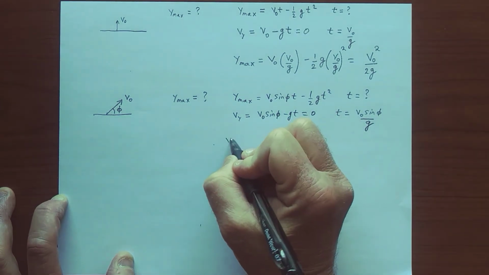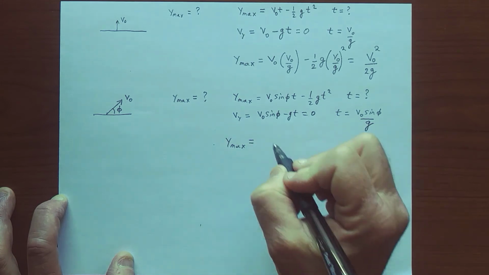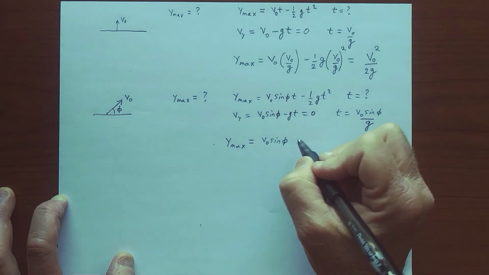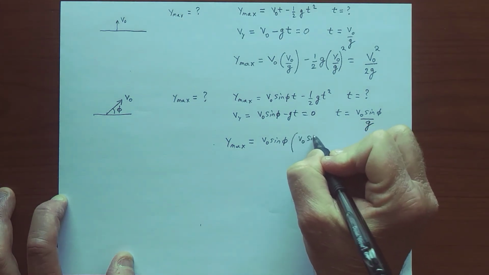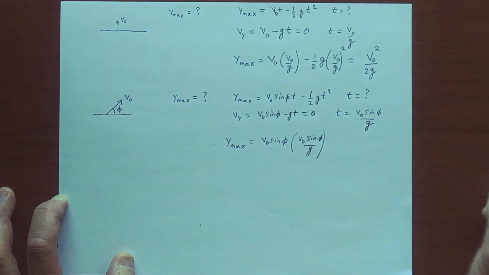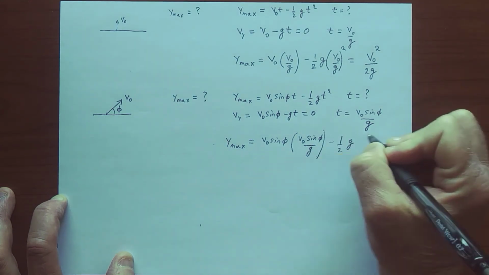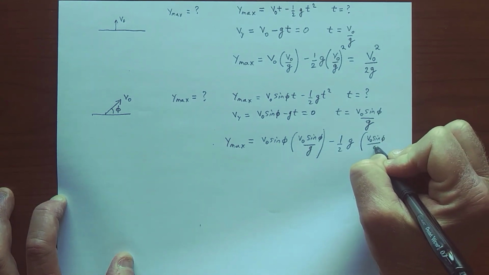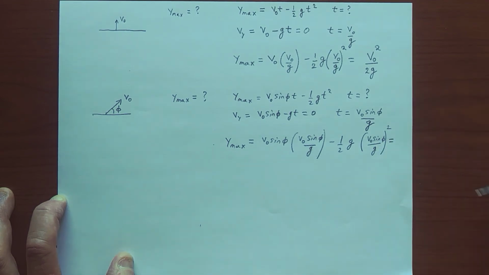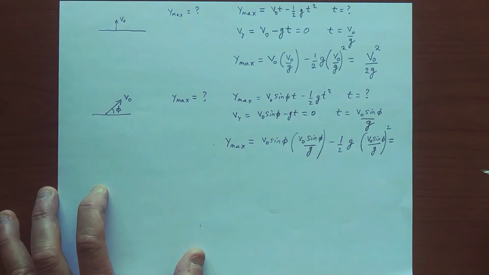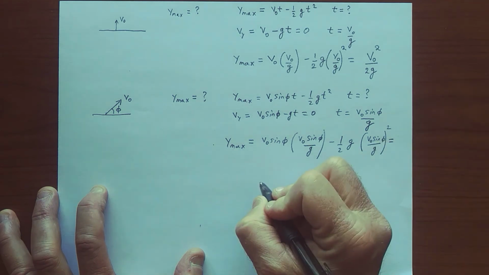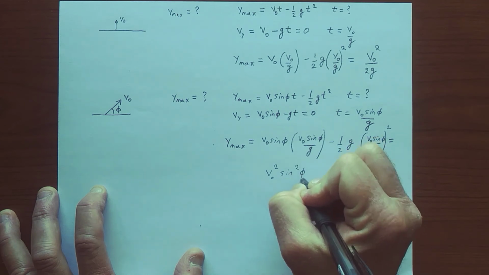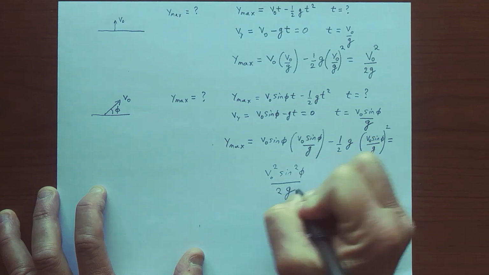And so our y max in this case becomes v naught sine of phi times t, which is v naught sine phi over g, minus 1/2 times g times v naught sine of phi over g squared, which is, well, let's write it here. It's v naught squared sine squared of phi over 2g.